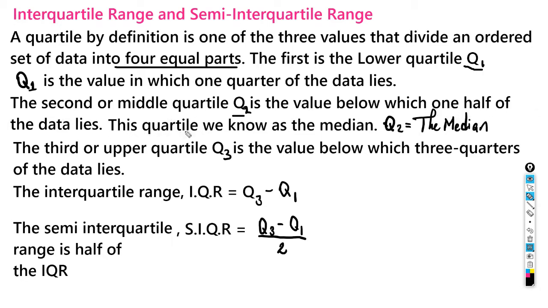And this quartile we know as the median, so Q2 is equal to the median. The third or upper quartile, Q3, is the value below which 3/4 of the data lies. The interquartile range, IQR, is equal to Q3 minus Q1, and the semi-interquartile range, SIQR, is equal to Q3 minus Q1 divided by 2, right? So the interquartile range is Q3 minus Q1, and the semi-interquartile range is Q3 minus Q1 over 2, which is the same thing as the interquartile range over 2, right?